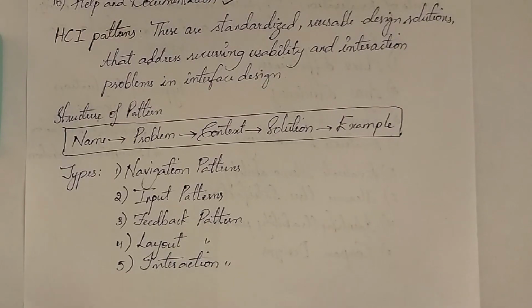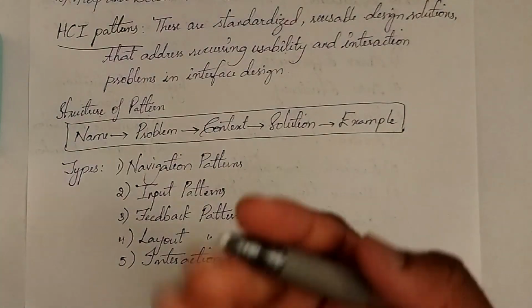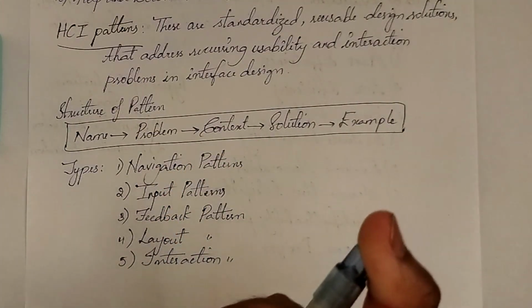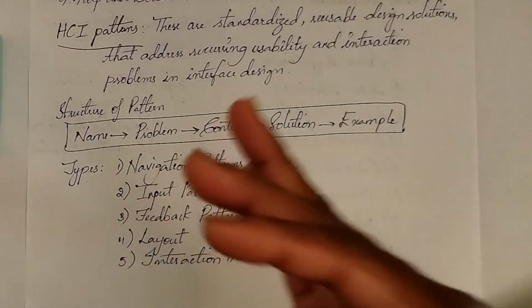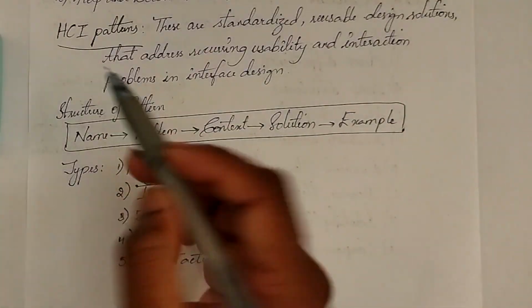So today in this video we are going to learn about HCI patterns. HCI patterns means, before understanding this, we learned about what the principles, guidelines, and standards are. For following and designing those guidelines, there should be a certain pattern that we have to follow. That pattern is called an HCI pattern.